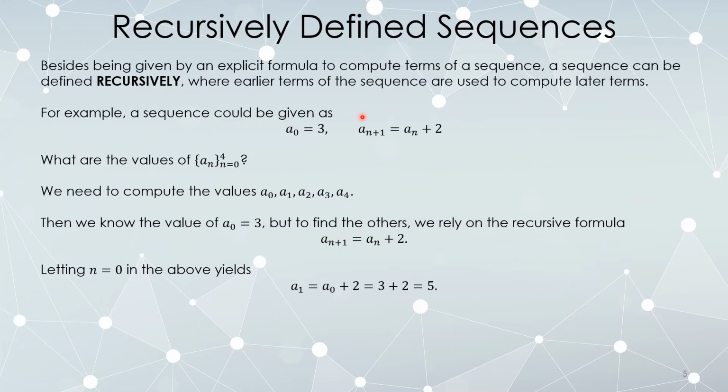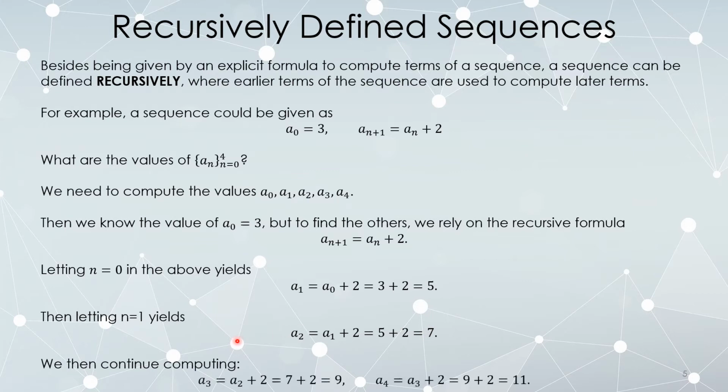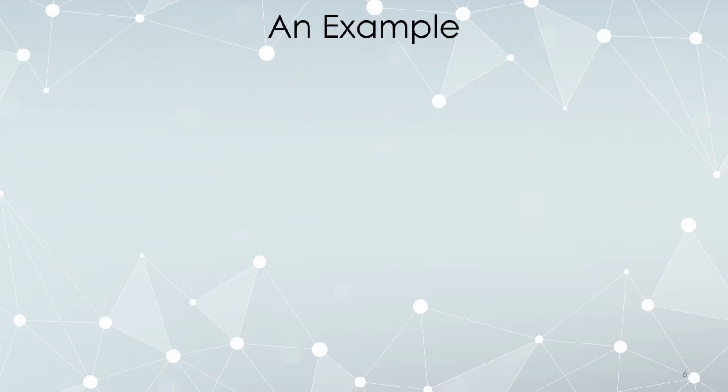This recursive formula says the next term of the sequence is given by the previous term plus 2. So if I knew this was 3, the next one will be 5. Well, what comes next? If I let n equal 1, we get a sub 2. Here's a sub 1 plus 1, a sub 2 is a sub 1 plus 2, but we've already computed a sub 1 is equal to 5, and 5 plus 2 is 7. So a sub 2 is equal to 7. If you continue in this manner, you'll get a sub 3 is a sub 2 plus 2, 9. A sub 4 is a sub 3 plus 2, 11.